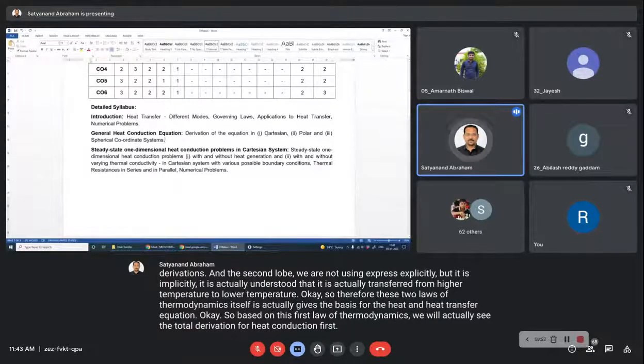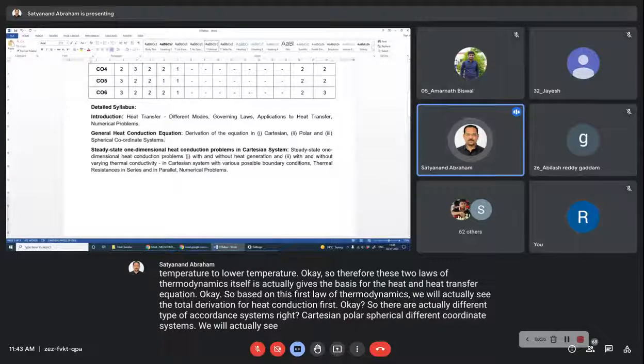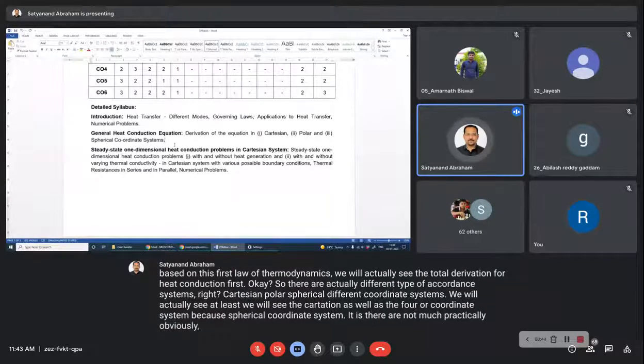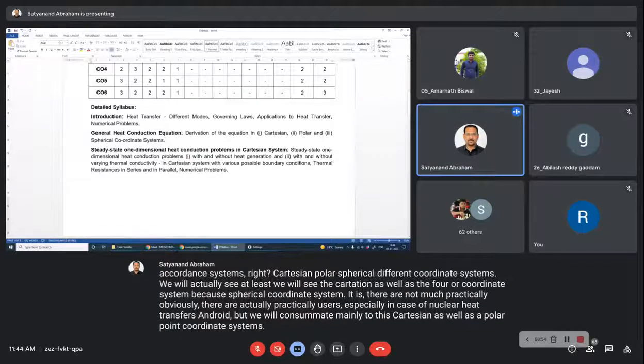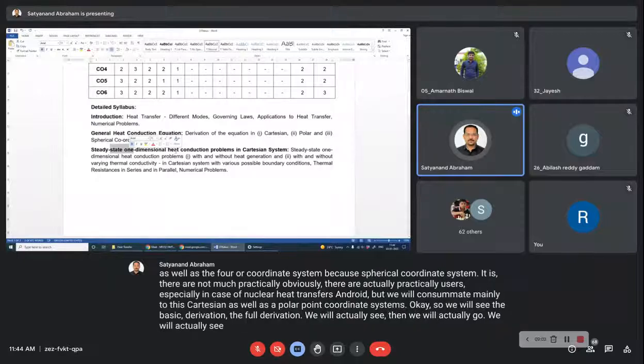There are different types of coordinate systems, right? Cartesian, polar, spherical, we will see different coordinate systems. At least we will see the Cartesian as well as the polar coordinate system, because the spherical coordinate system has not much practical use. Obviously there are practical uses, especially in nuclear heat transfer. But we will concentrate mainly on the Cartesian and polar coordinate systems. We will see the basic derivation, the full derivation, then a detailed analysis of the Cartesian system.